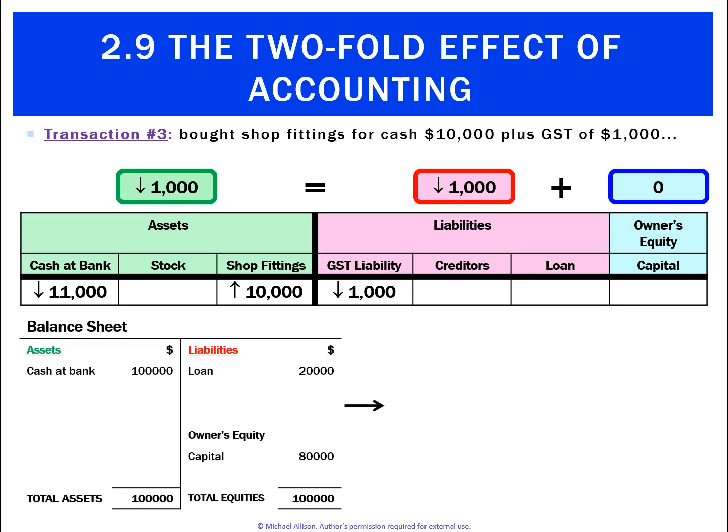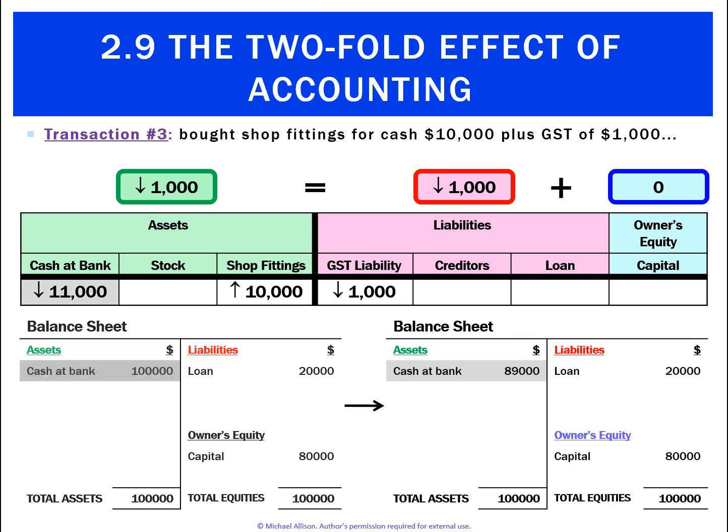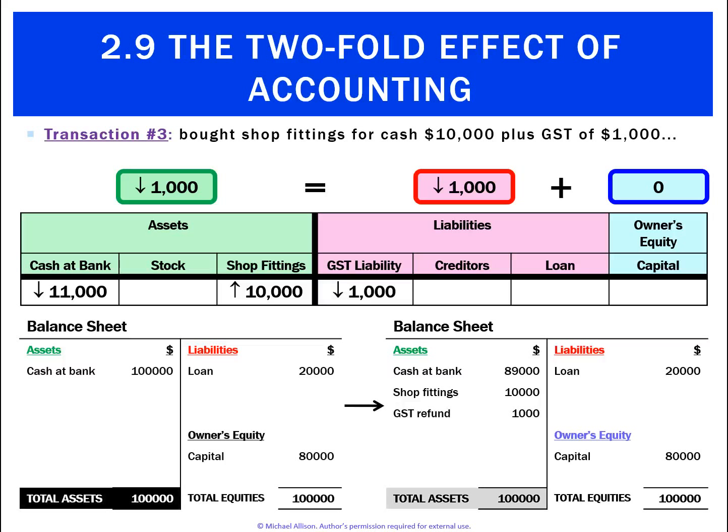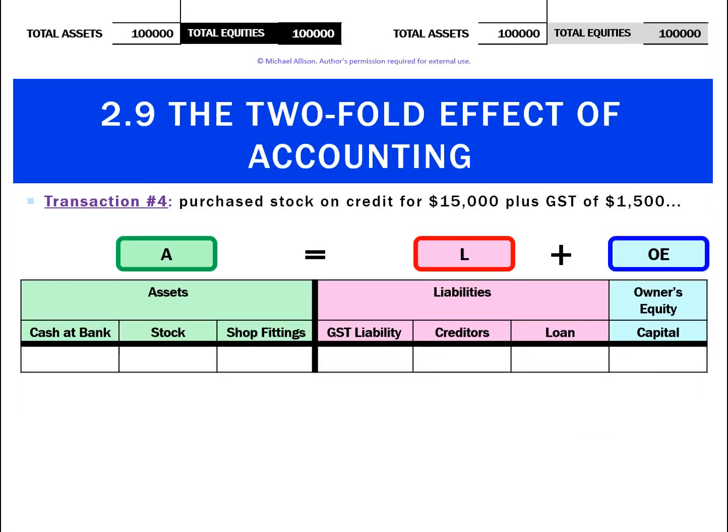There's the old balance sheet. We can see cash is 100,000. We'll need to change that to 89,000. We didn't have shop fittings in the old balance sheet, so we'll add those in. And the GST liability, we're at the point where actually the government will owe us money. So at this point, we're going to put that under the assets section as a GST refund. Retotaling the balance sheet, the totals will actually be the same.